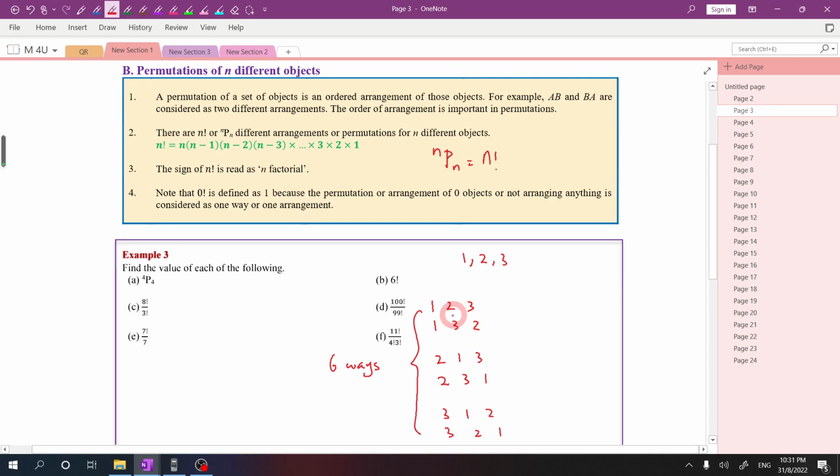But sometimes we have no time to list out all of this. So we need a way to get the answer faster. To get the number of ways to arrange 3 objects randomly, we have 3 objects, we want to use 3 of them. We can write this as 3p3. 3p3 is actually equal to 3 factorial. So it just means 3 times 2 times 1. So it will be 6. You see, you get the same answer.